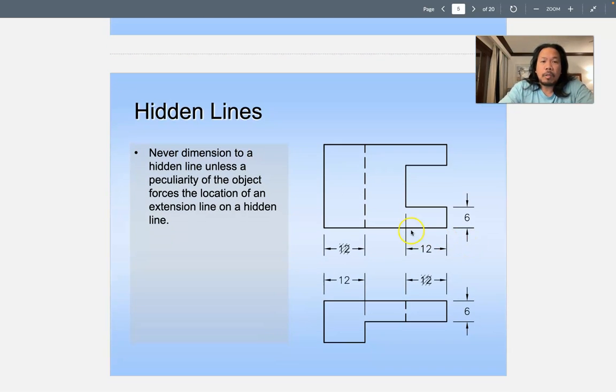Never dimension to a hidden line. So this shouldn't be done at all, where you have a hidden line right here, and then you have a dimension. So that's a common error. Instead, you look at the drawing, and if you look at the front view, it actually shows that this is a better place for you to dimension it.